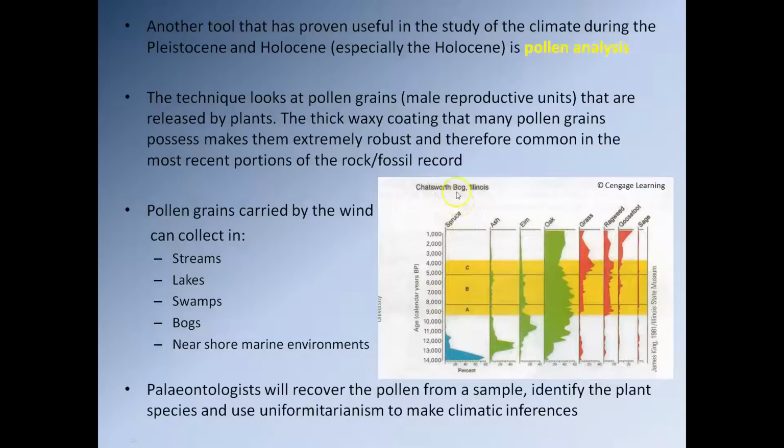Chatsworth Bog region. So as we're moving up along, we then see the appearance of grasses. Ragweed begins to make its appearance as well. And so what's happening here is it's telling us we're moving from a period where we have lots and lots of tree cover to a period where we have oak trees which are separated by areas of grassland.